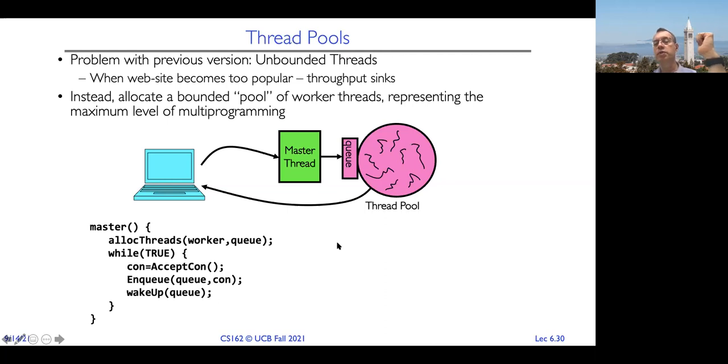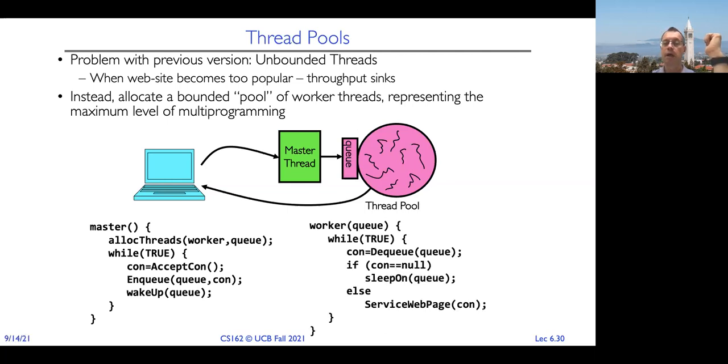And you can wake up the queue. The wake up of the queue is another thread actually, which you wake up to run the code. And on the queue side, you look at the connection, you dequeue from the queue, and if the connection is null, this means there is nothing in the queue, so you just go to sleep. And that's why the master needs to wake you up, right? And else you serve the web page.